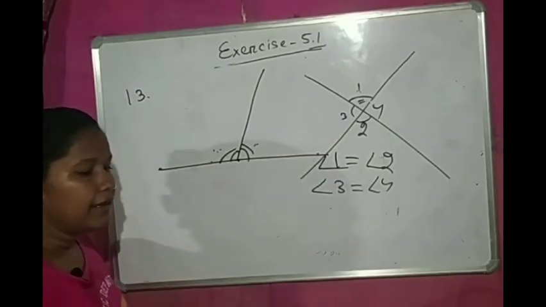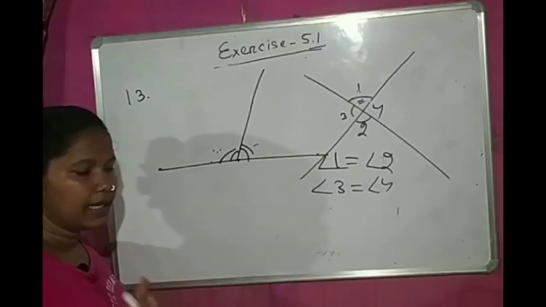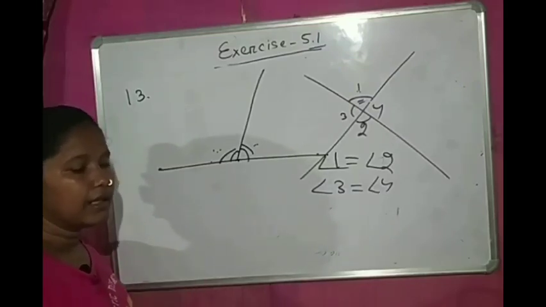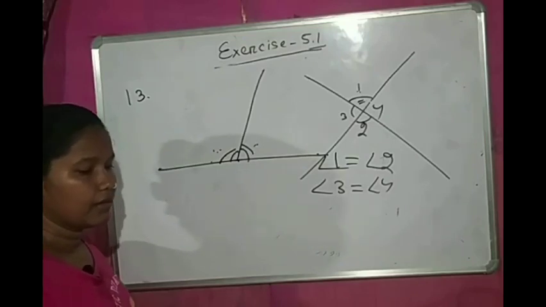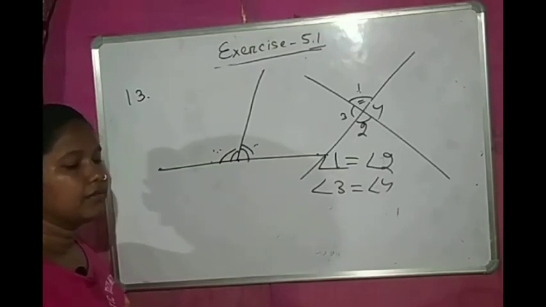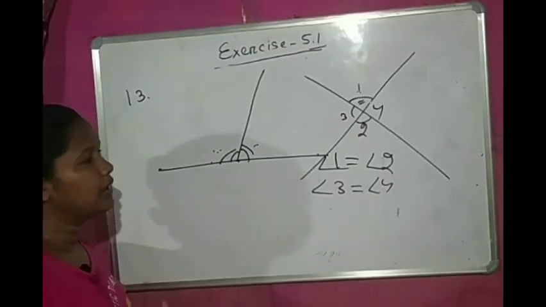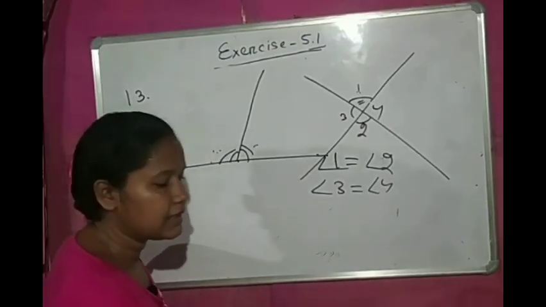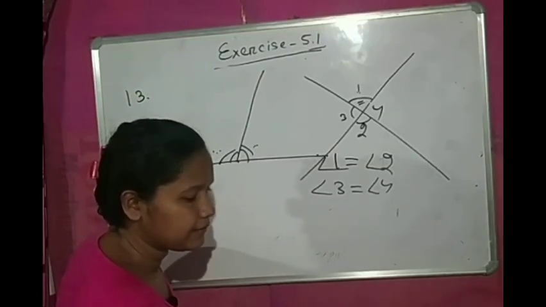Next, VI. If two lines intersect at a point, and one pair of vertically opposite angles are acute angles, then the other pair of vertically opposite angles are what? These are obtuse angles.